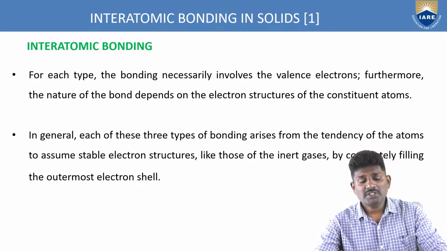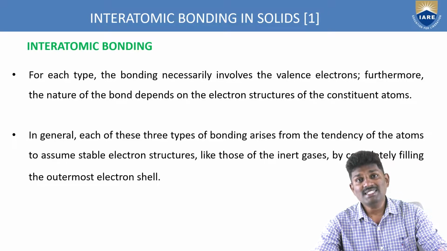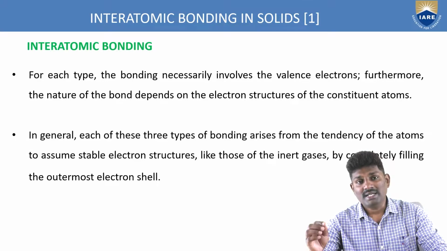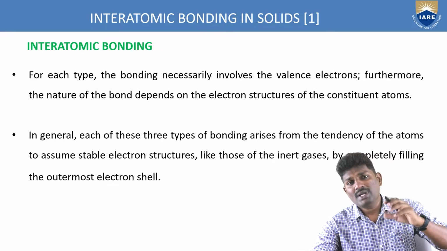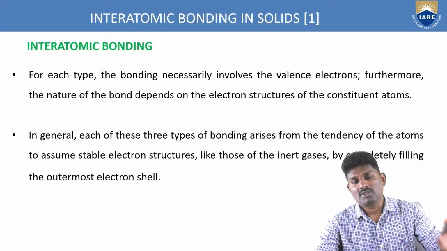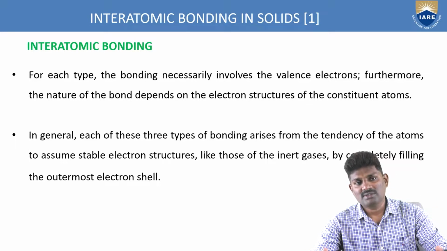In general, each of these three types of bonding arises from the tendency of the electron to assume a stable structure like those of inert gases by completely filling the outermost shell. So the assumptions we need to take into consideration for these three types of bonding are that the atom tends to be stable, the electronic structure should be like those of the inert gases, and it has to completely fill the outermost shell of electrons. These are the three things we need to consider while selecting any type of bonding in materials.